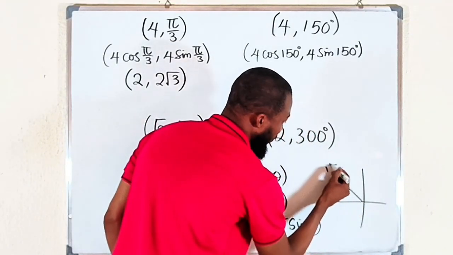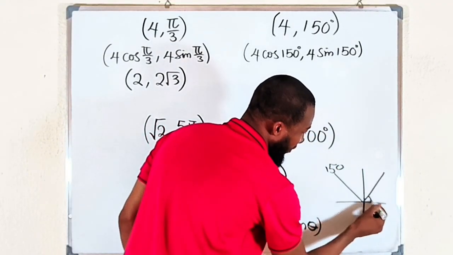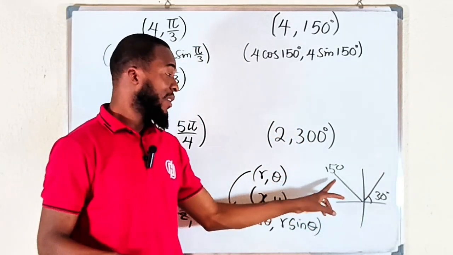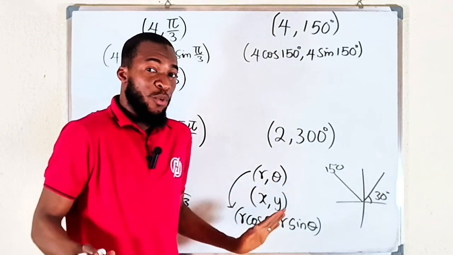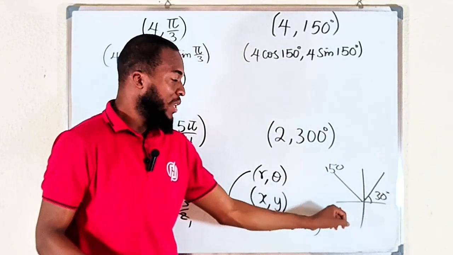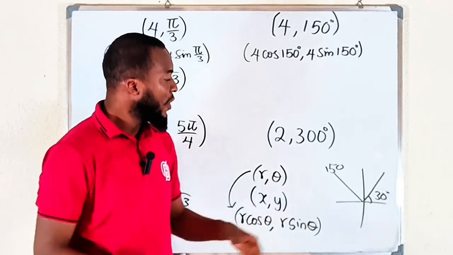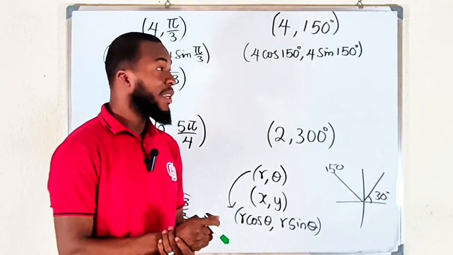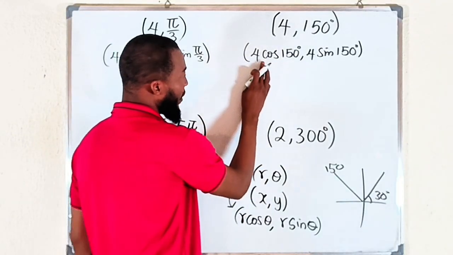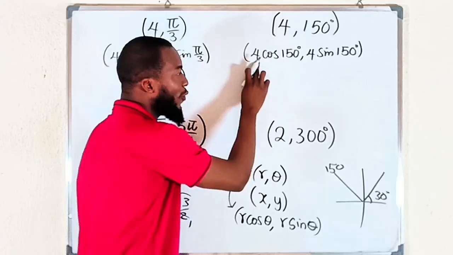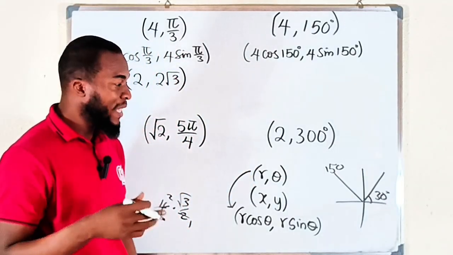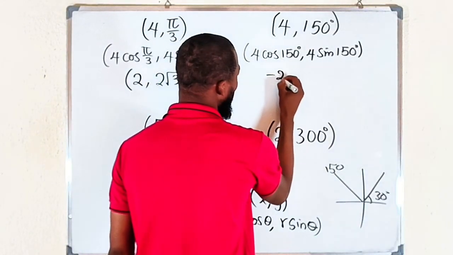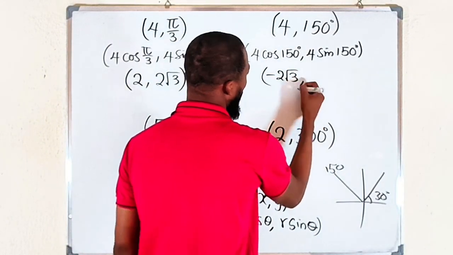Remember, if this is 150, the reference will be what? 30 degrees. So you can use 30 degrees. It depends on the sign. If it is sine, we know it will remain positive in the second quadrant, but cosine will be negative because the x-axis is negative. So what is cosine of 30 degrees? Cosine of 30 degrees is square root of 3 divided by 2. And if you take square root of 3 divided by 2, you multiply by 4, that will give you 2 root 3. But remember, cosine is negative in the second quadrant, so this will be negative 2 root 3, comma.